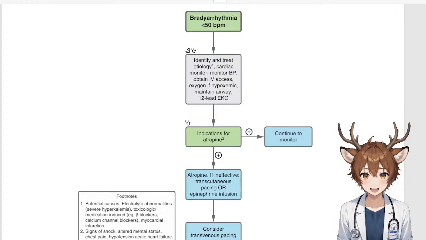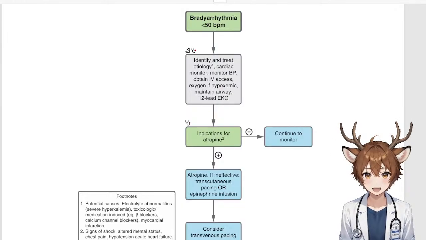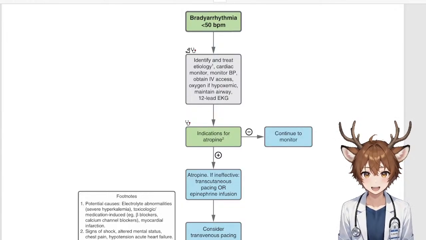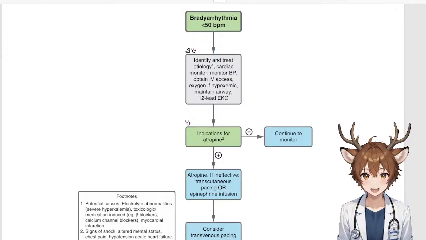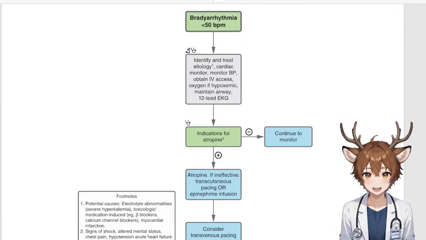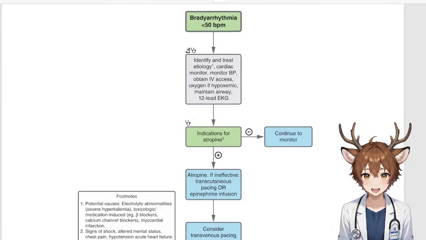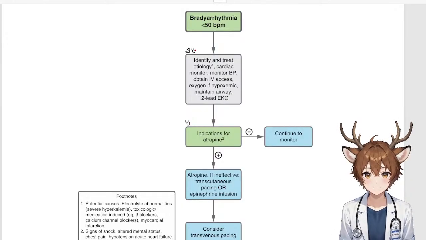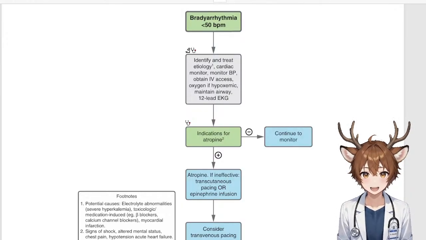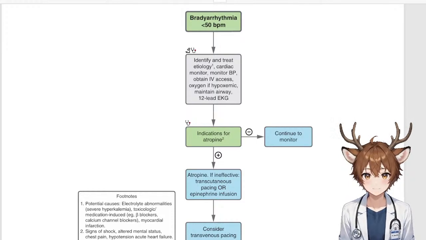Indications for atropine: signs of shock, altered mental status, chest pain, hypotension, acute heart failure. Okay. If it's negative, then in that case, continue to monitor. If it's positive, then you give atropine, right? If ineffective, transcutaneous pacing or epinephrine infusion. From there, you consider transvenous pacing.